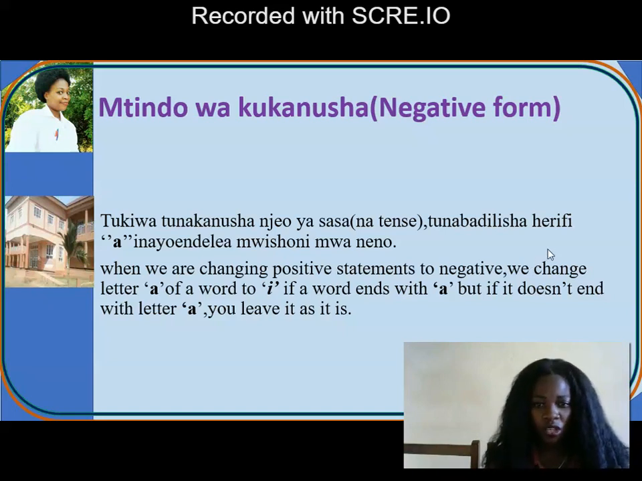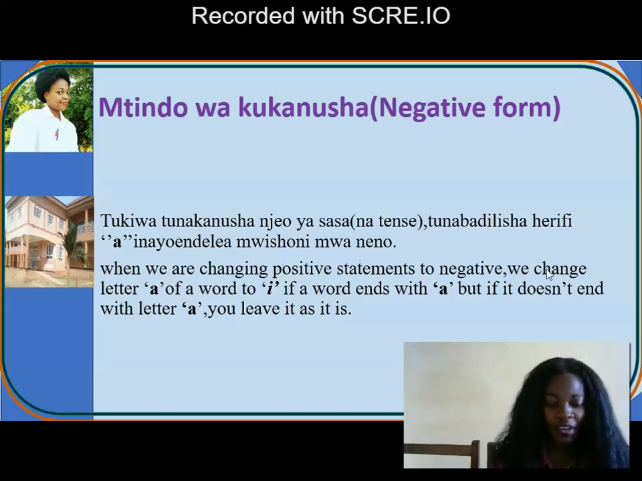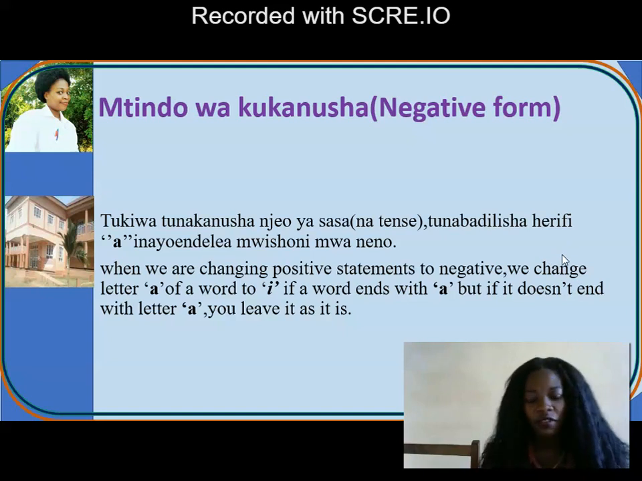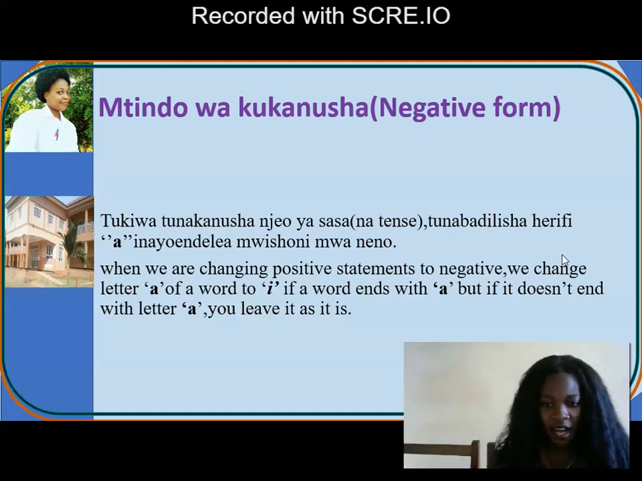Tukiwa tunaona njeo ya sasa, tunabadilisha herufi a inayoendelea mwishoni mwa neno. So when we are trying to negate positive statements from njeo ya sasa, we just change the letter A to I. And those words which do not end with A, you just leave them as they are. But we change those words which end with letter A to I.